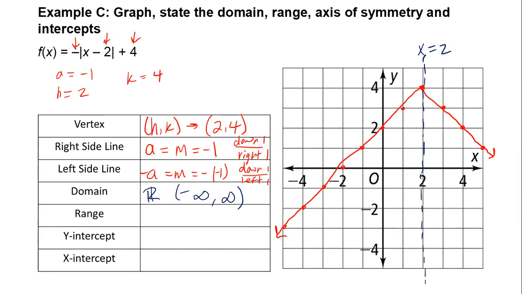Now your range. That R stands for all real numbers. Your range depends on whether you have a max or a min. In this case, what do we have? A max, right? Y equals 4 is a max. So instead of y being greater than, y is going to be less than. And what is our max value? 4. So y is less than or equal to 4. That means we go from negative infinity and we have to stop at 4.